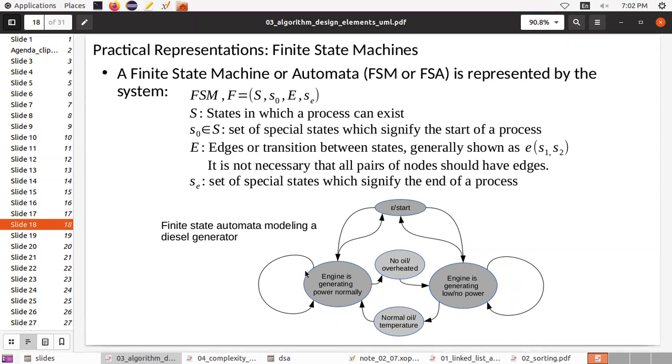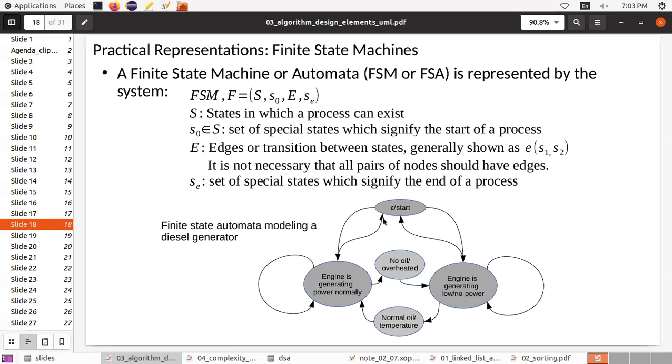So this is a simple state machine where you're saying if the engine is operating normally, it will continue to operate normally until this state comes up, where there is either no oil in the engine or the engine has overheated. And in this particular state, what may happen is you go into this state, which is the engine generating low power or no power. And the engine will continue to be in this state till normal oil or temperature is restored. Now from this state, if the engine is shut off, it can go into the end state. From this state, if the engine is shut off, it can go into the end state also. So it's a very, very simple process, not at all complicated. You're just measuring oil and temperature to determine how this engine state can be changed.